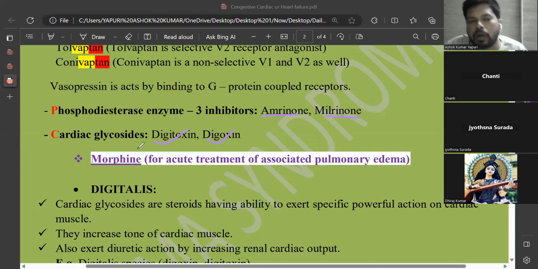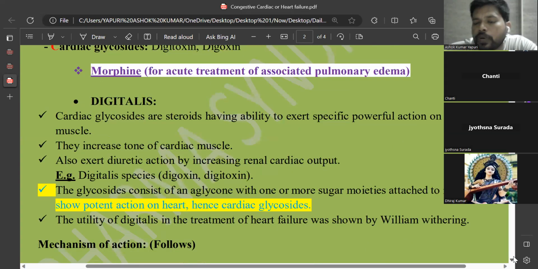And apart from all these drugs, morphine is one of the drugs for acute treatment of associated pulmonary edema. If congestive heart failure is combined with pulmonary edema, that is, the patient has congestive heart failure along with pulmonary edema, in that condition morphine can also be used in the treatment. So up to now, this is the classification of drugs for the treatment of congestive heart failure, or congestive cardiac failure.